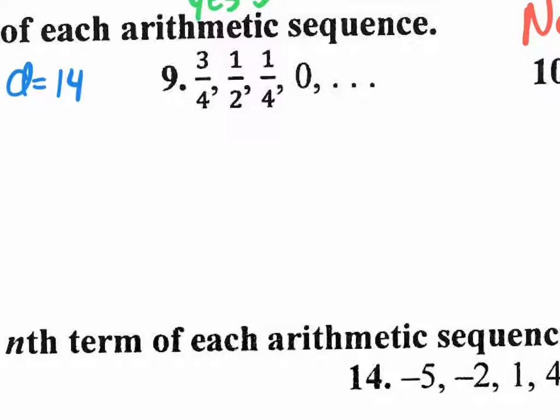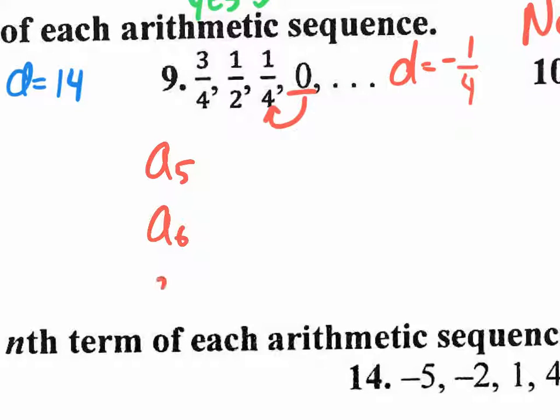And it's pretty easy when you identify the number 0, because when you go 0, take away the previous, you have your common difference right there. The common difference is 0, take away any number, is that number but negative. So the common difference is negative 1/4. Okay? So again, we want not the first, the second, the third, the fourth, we want the 5th through 7th terms. So a sub 5, a sub 6, a sub 7.